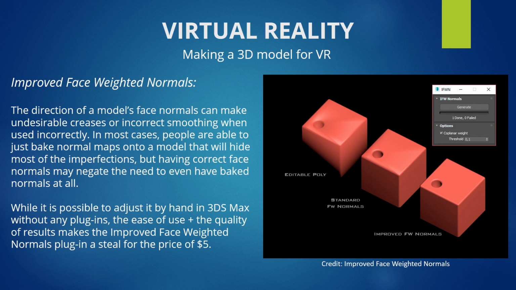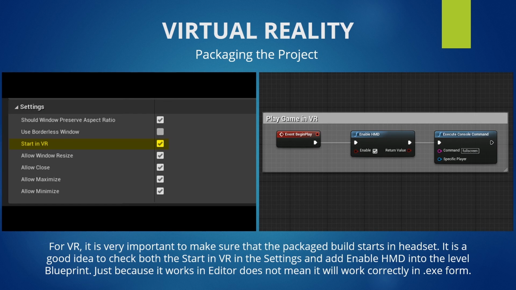Face normals are the direction that each triangle sees as being outward. Correctly setting this will make smooth geometry without the need for normal maps. While it can be done manually by hand, the improved face-weighted normal script for 3ds Max can do this accurately for you in a very short amount of time.